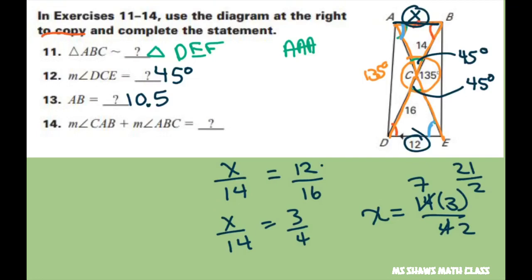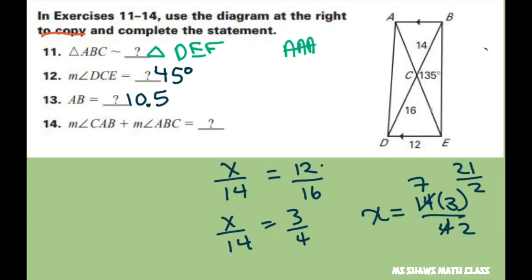And now, I'm going to erase all this because it's a mess. We have to find the measure of angle CAB. So where's CAB? CAB plus the measure of ABC. So where's ABC? So we want to find the measure of these two angles.